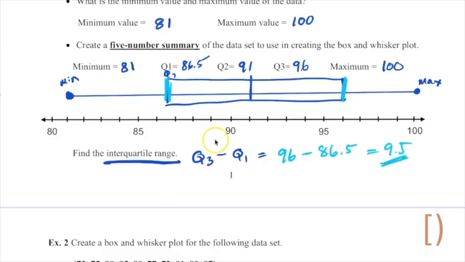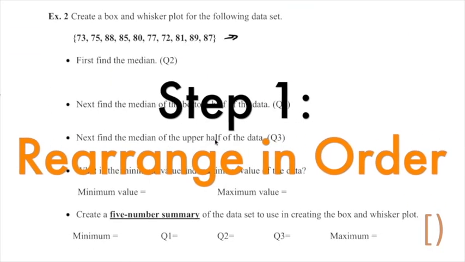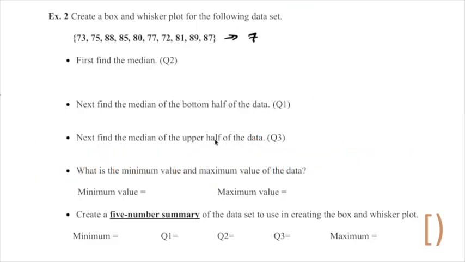Now that we know the gist, let's do it again a little faster. So we're going to do this one. I'm going to rewrite it real quick. We're going to go lowest to highest. That's going to be 72, 73, 75, 77, 80, 81, 85, 87, 88, and 89. So in this case, we have 1, 2, 3, 4, 5, 6, 7, 8, 9, 10.